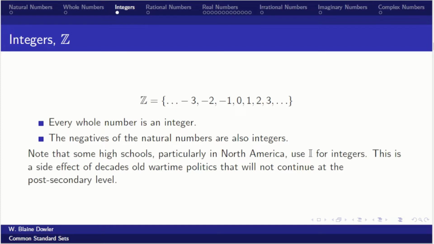And note that in some high schools, particularly those in North America, the letter I is used for integers instead of the letter Z. This is a side effect of old wartime politics that will not continue at the post-secondary level. At least that's what I've heard about the origin. The formal mathematical community uses Z because these were first developed by German mathematicians, and the term for numbers in German is Zahlen.